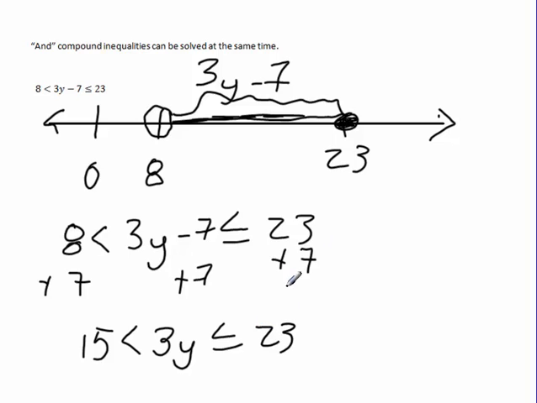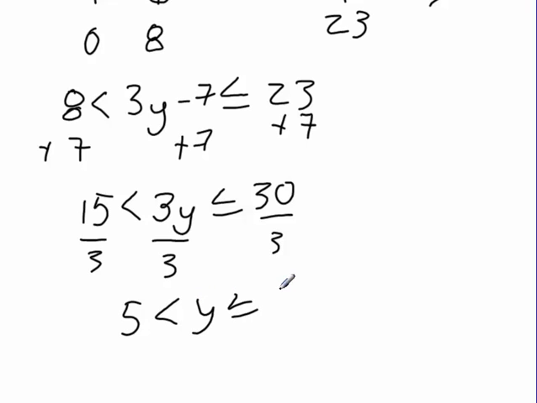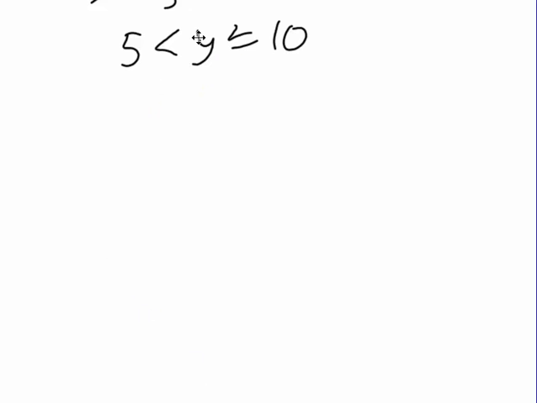Oh, excuse me. That's wrong. 23 plus 7 is 30. All right. So now I can divide all 3 by 3. I'm going to divide everybody by 3 here. I'm going to divide all of them by 3. And 15 thirds gives me 5, which is less than y, which is less than or equal to 10. Okay. So now I know the value of y.